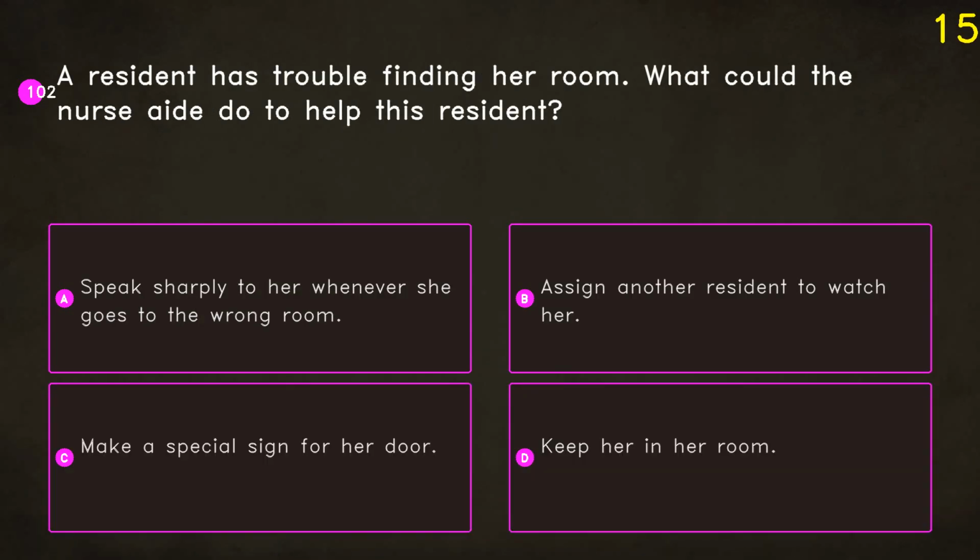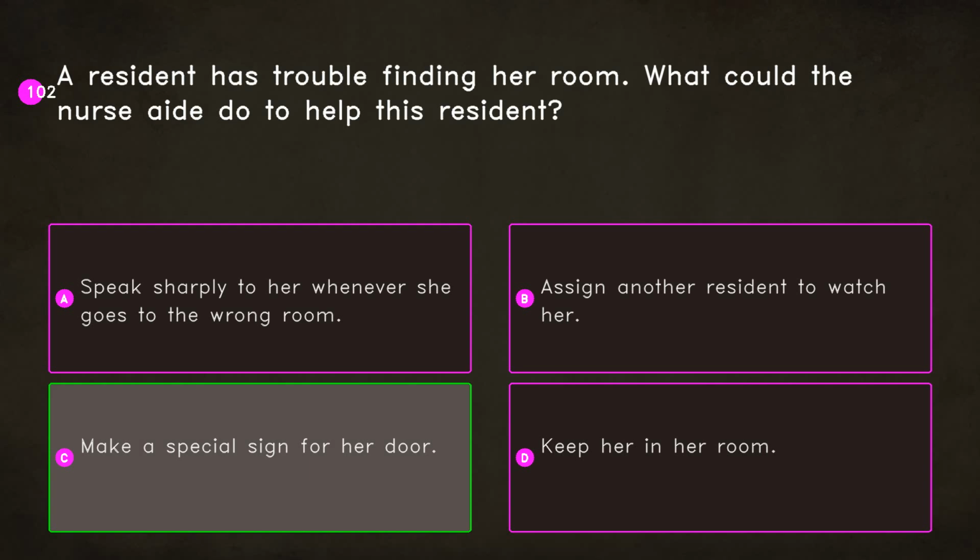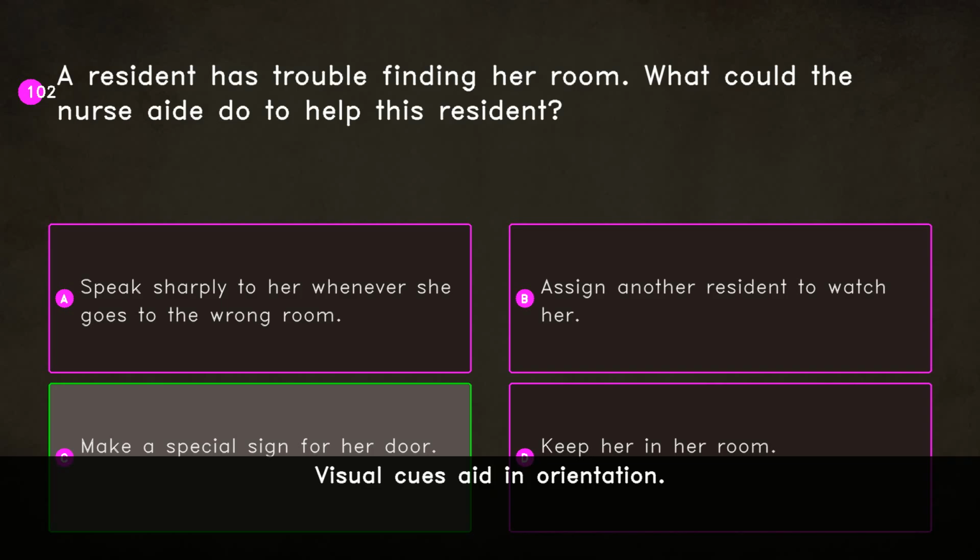Question 102. A resident has trouble finding her room. What could the nurse aide do to help this resident? A. Speak sharply to her whenever she goes to the wrong room. B. Assign another resident to watch her. C. Make a special sign for her door. D. Keep her in her room. The correct answer is make a special sign for her door. Visual cues aid in orientation.